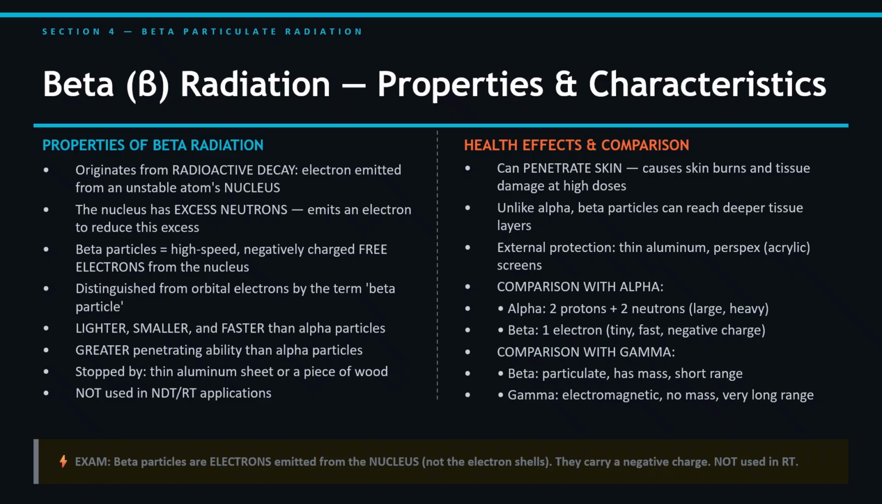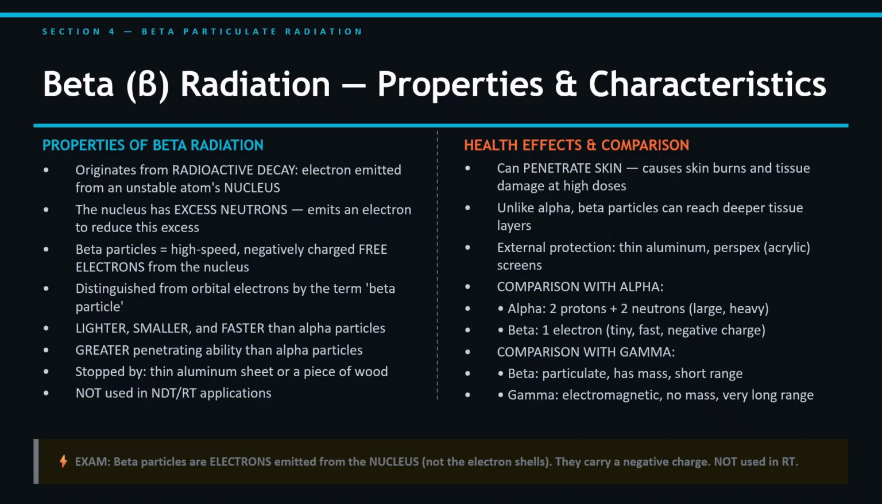Beta particles are much smaller and lighter than alpha particles and therefore have greater penetration. However, beta radiation is still much less penetrating than gamma radiation. It can produce skin exposure hazards, particularly at sufficient dose rates, and appropriate shielding depends on the radiation energy and the specific source. Beta radiation is not used in conventional industrial radiographic testing.